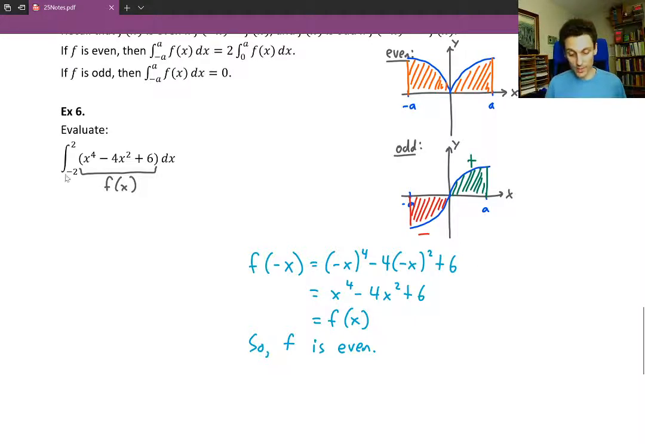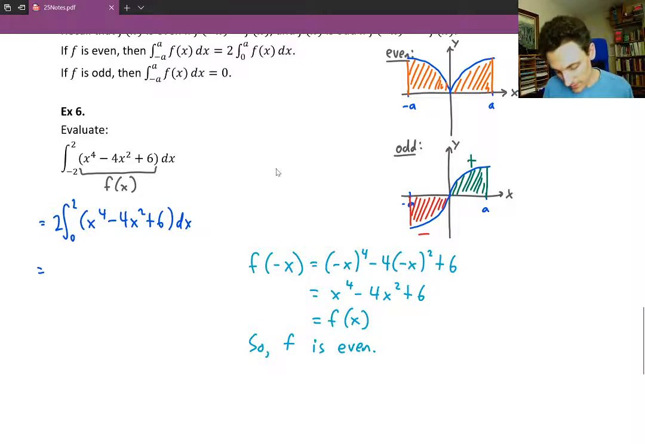And since we're talking about the integral from negative 2 to 2, this is like negative a to a of this even function, we can instead integrate from 0 to 2 and double that. So this 2 here is not related to this 2 up here. This is twice the area from 0 to 2 of x to the fourth minus 4x squared plus 6 dx.